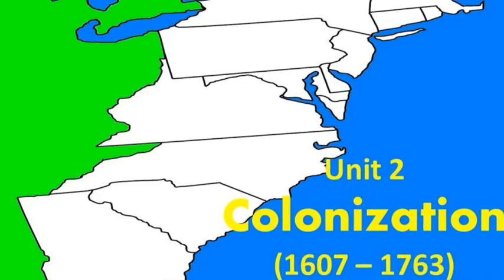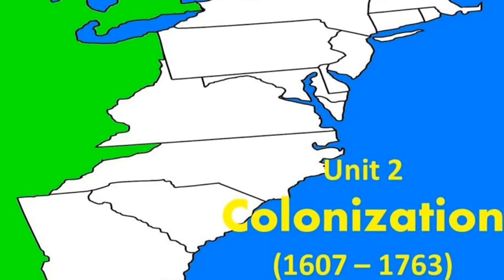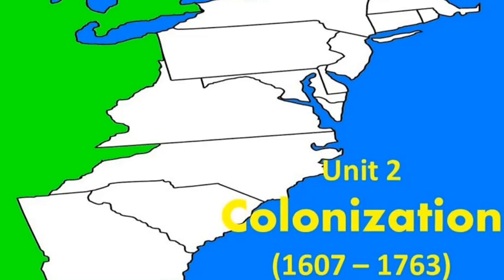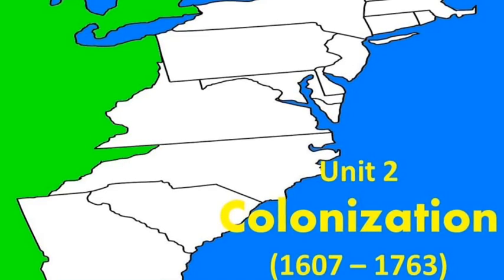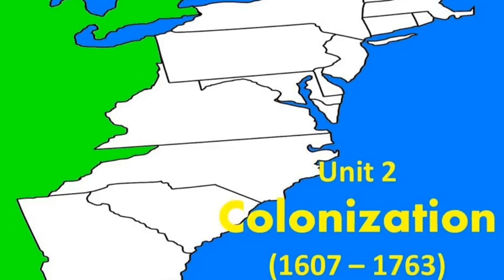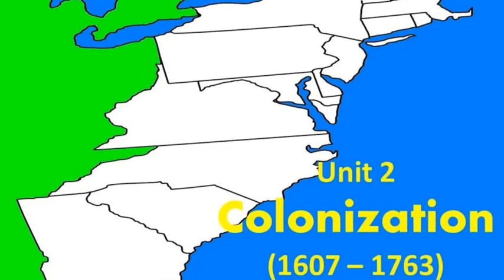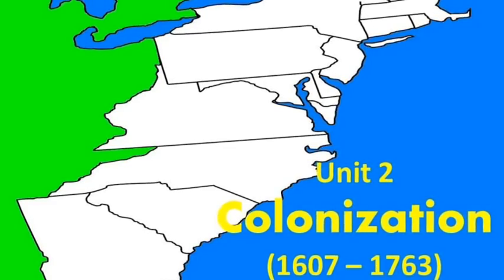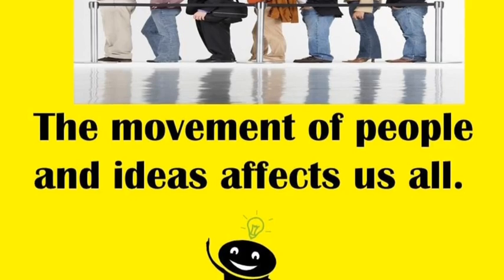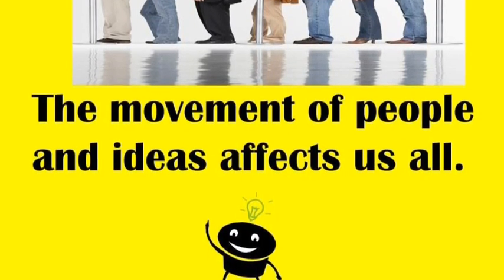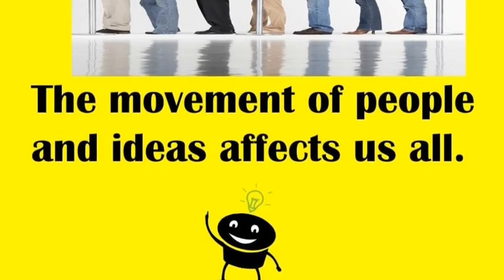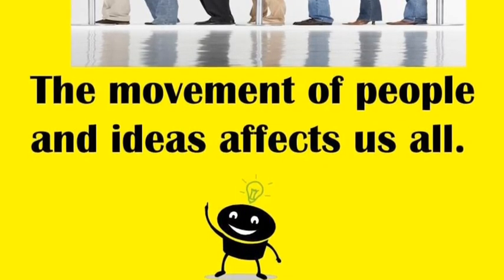This is our first unit that we're going to be studying of chronological material, and it's going to be over the European colonization of North America. And we're going to be covering the dates from 1607, the date of the first successful colony at Jamestown, to 1763. Now, the first major idea that we're going to be looking at is that the movement of people and ideas affects us all. So we're going to be looking at who moved to the colonies and what new ideas did they bring.